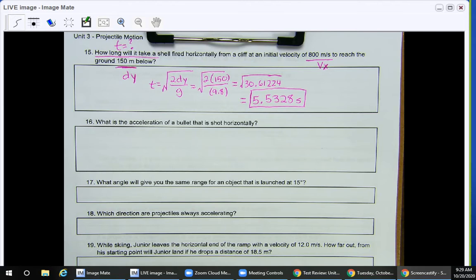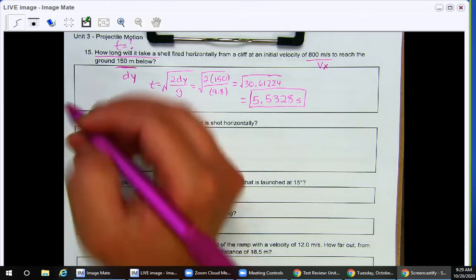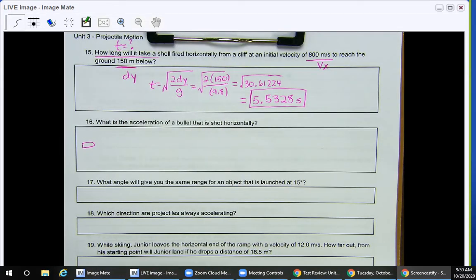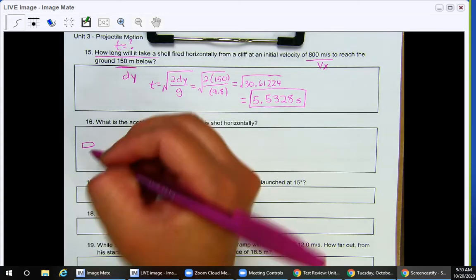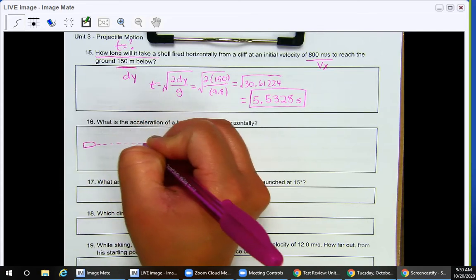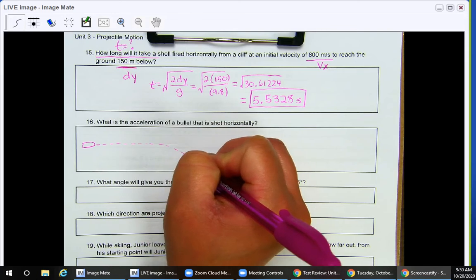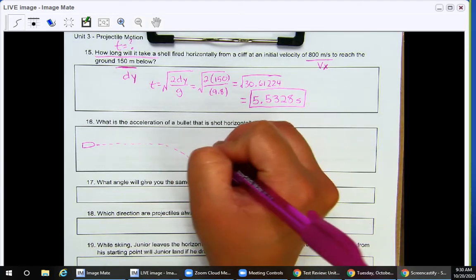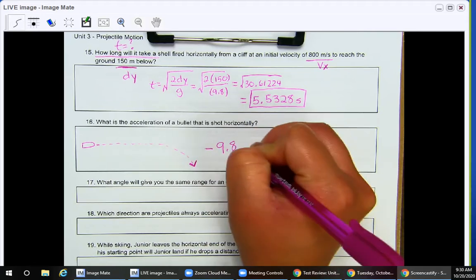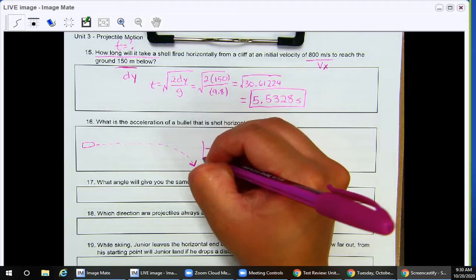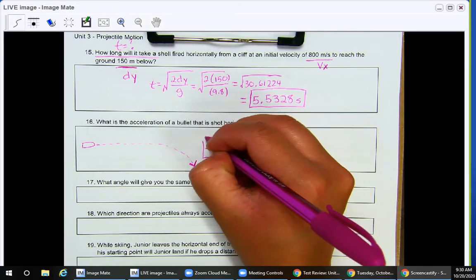Number 16, what is the acceleration of a bullet that is shot horizontally? So when you're shooting a bullet, does it keep going straight forever? What happens to your bullet eventually? It drops. Because what's affecting the bullet in the air? Gravity, which is negative 9.8 meters per second squared. That is the acceleration. Good job, good job.